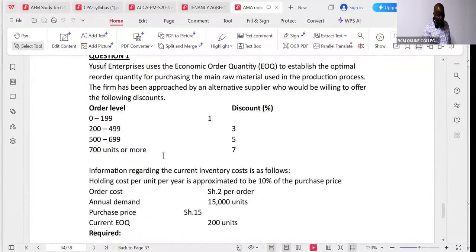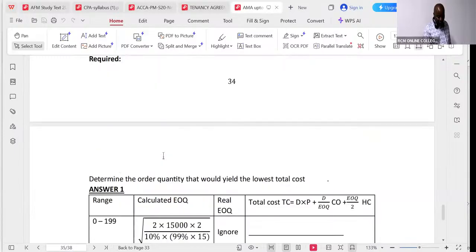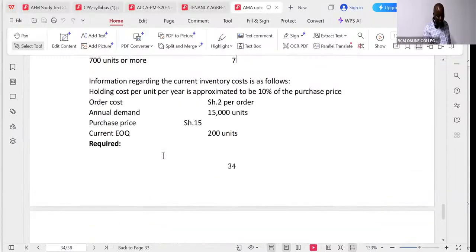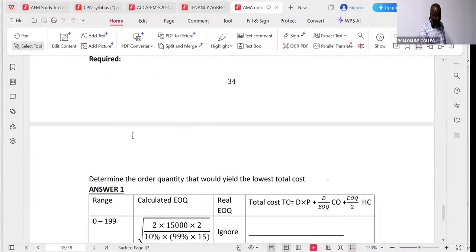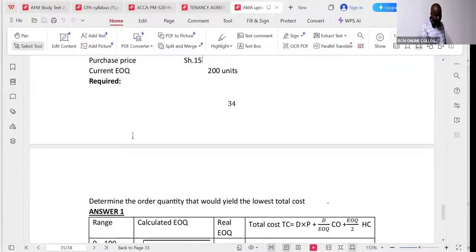Information regarding the current inventory cost is as follows. Holding cost per unit per year is approximately 10% of the purchase price. Order cost is shillings 2 per order. Annual demand is 15,000. Purchase price is 15 bob. Current EOQ is 200. Required: determine the order quantity that would yield the lowest total cost.